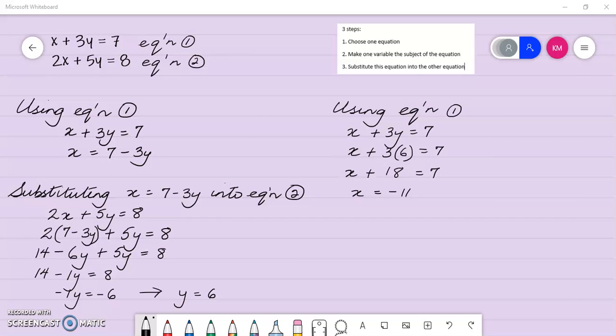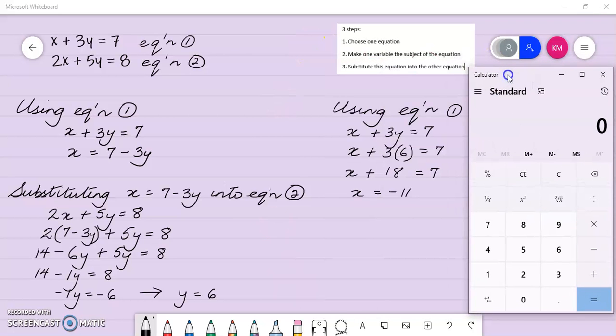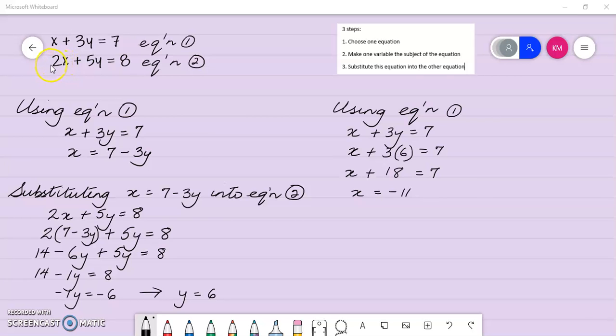And we will just double check to make sure our solutions are indeed correct. If x is equal to negative 11 and y is equal to 6, it means that we have negative 11 plus, that's 3 multiplied by 6, which is 18. I have 7. So it works for my first equation. Let's try my second equation. That's 2 multiplied by negative 11, that's negative 22, plus 5 multiplied by 6 is 30. Negative 22 plus 30 is 8. So it works for my second equation as well, and that is how we know that our solution to our simultaneous equation is indeed correct.